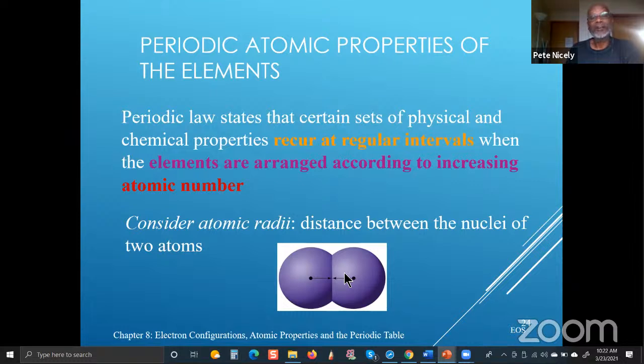So the first thing we're going to talk about is the atomic size, and there are different ways of measuring the atomic size. The way that we're going to use is the distance between the nuclei of two atoms. So if you have two atoms of a diatomic molecule, the distance between the two nuclei here is what we will consider to be the atomic radius of the atom.